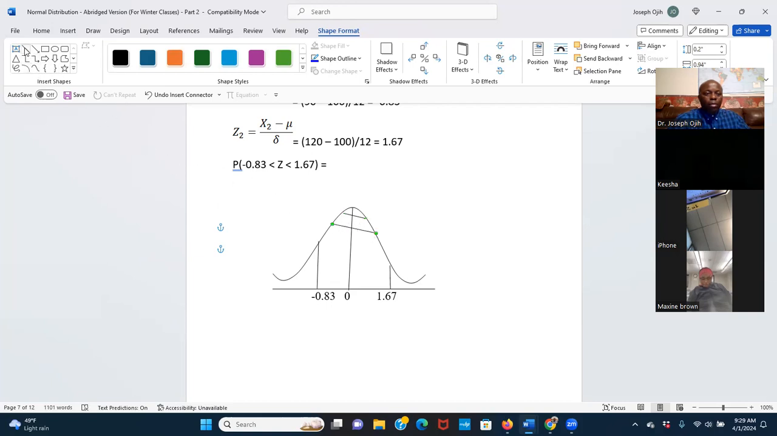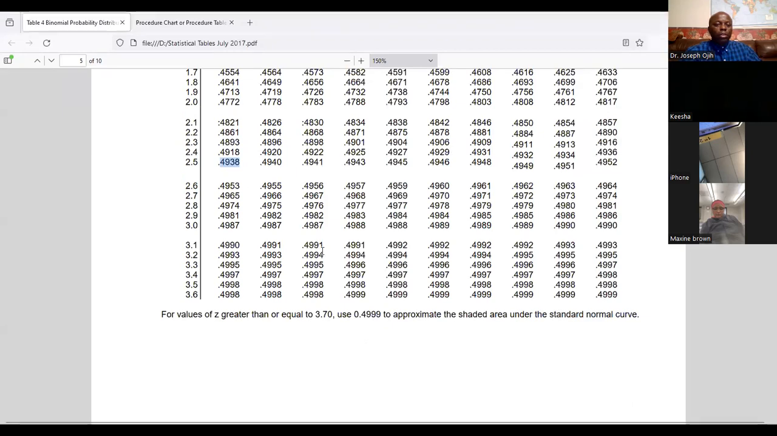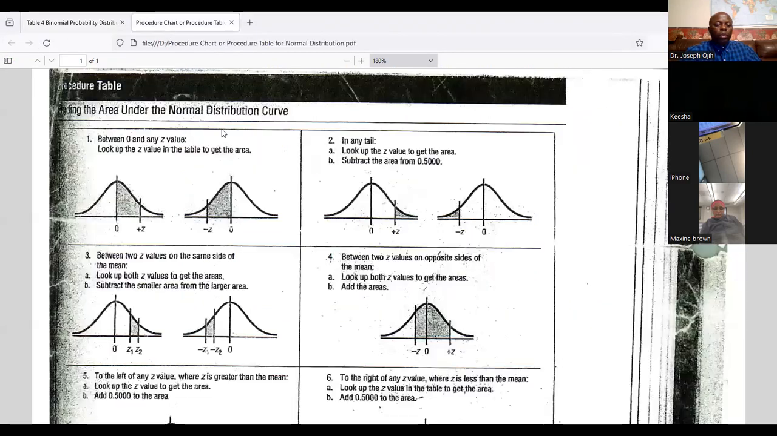Shade all of them. Almost done. All right, last one. Okay, so between them. Now, after this shading, you can go to your procedure table to see what we are required to do.